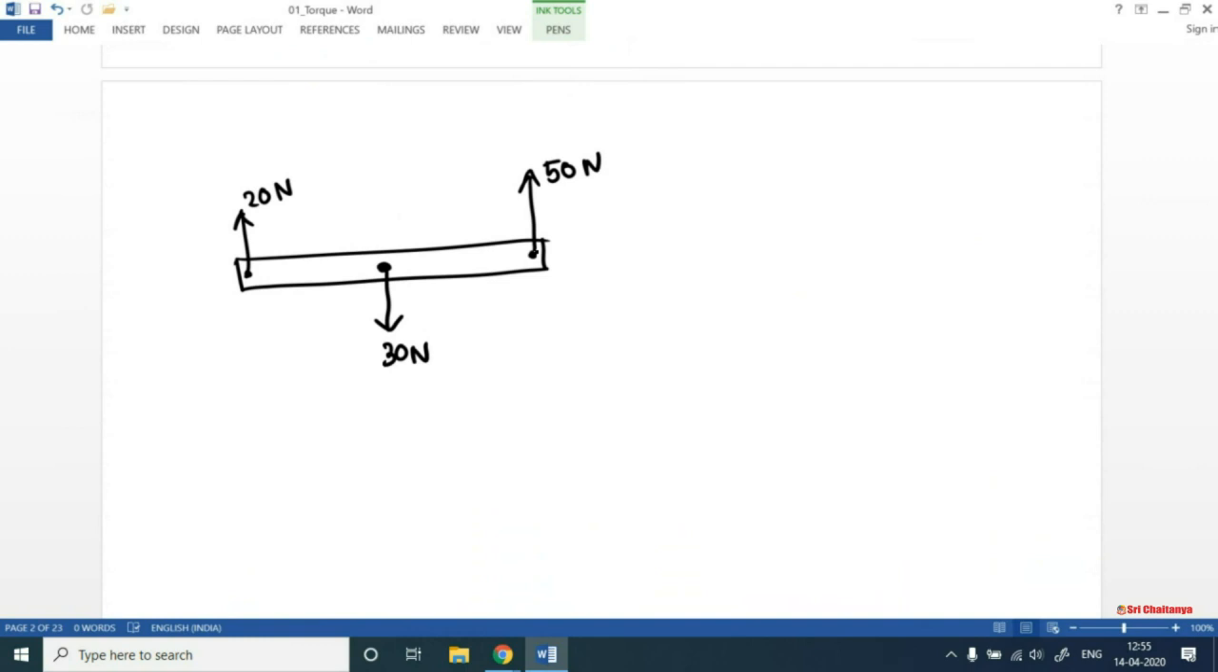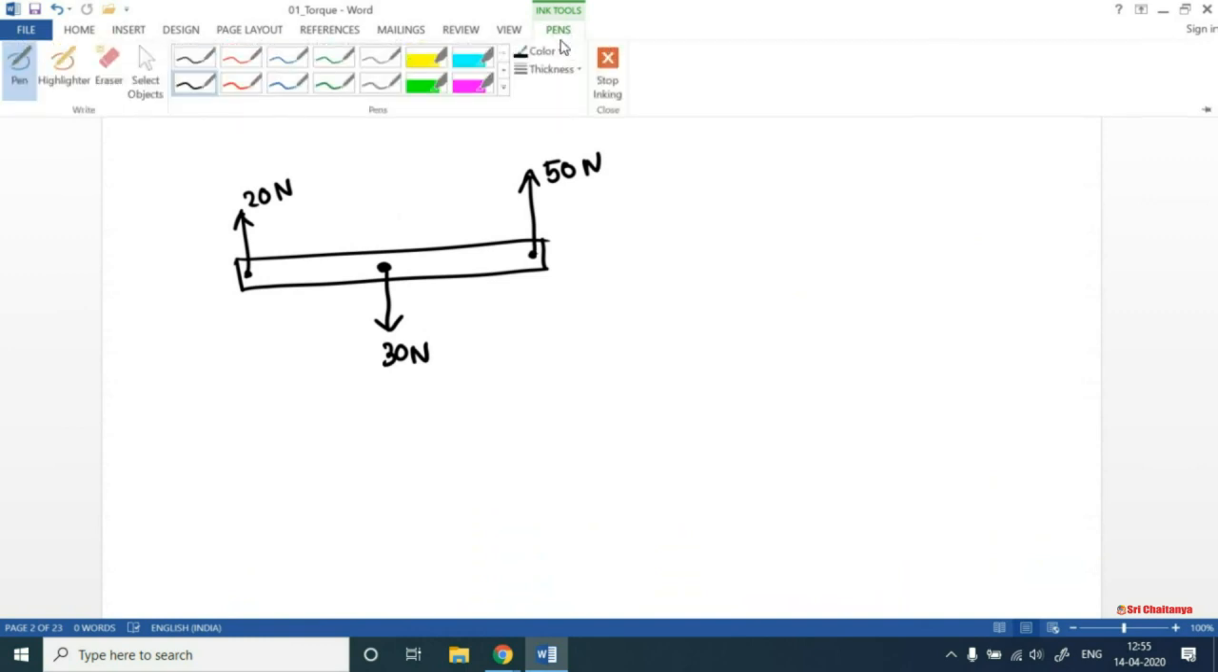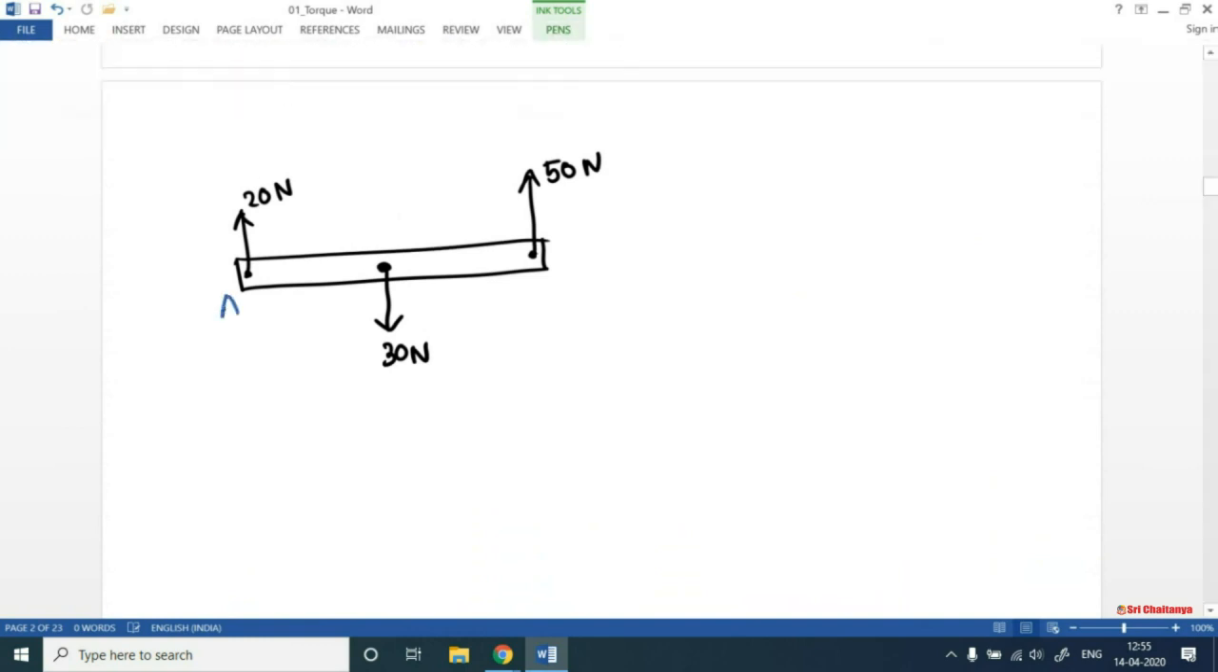So what would be the point of application of this force over here? Let's say this point is A, this point is B, and this point is C. So obviously the net force will be 50 plus 20, 70 minus 30, that is 40 Newton. That would be in the vertically upward direction.